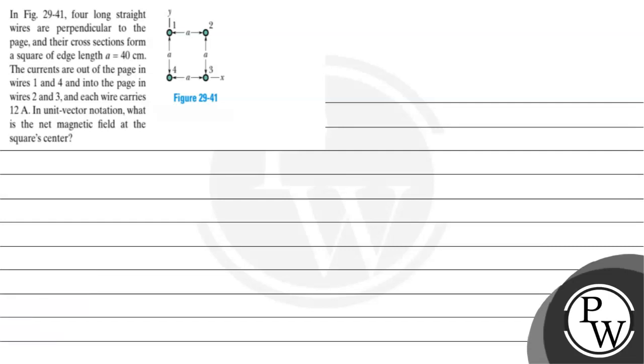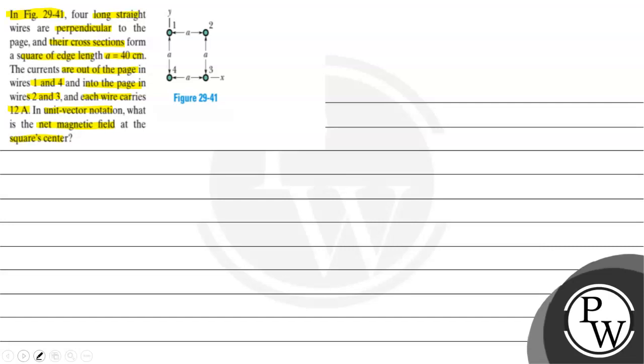So the question says in figure 29-41, four long straight wires are perpendicular to the page and their cross sections form a square of edge length A equal to 40 centimeter. The currents are out of page in wires 1 and 4 and into the page in wires 2 and 3, and each wire carries 12 ampere. In unit vector notation, what is the net magnetic field at the square center?